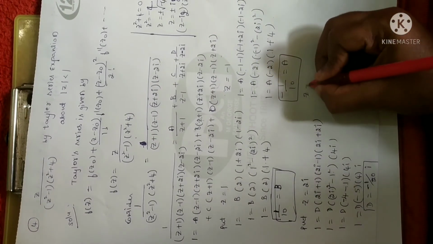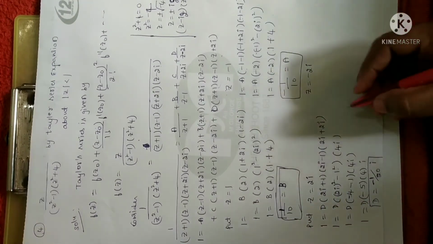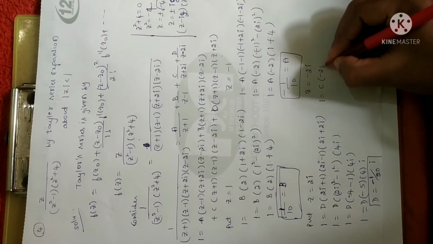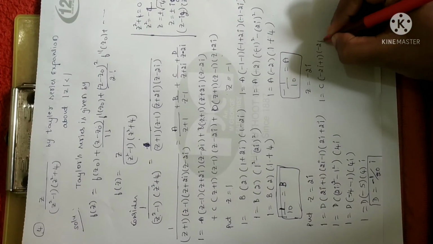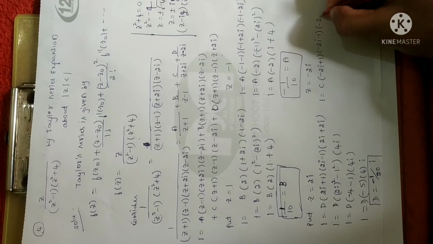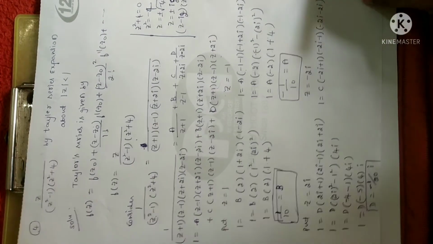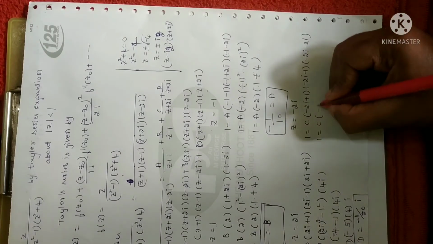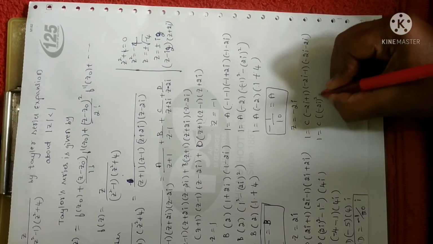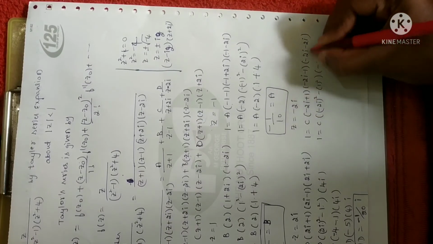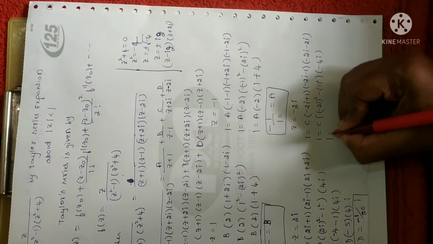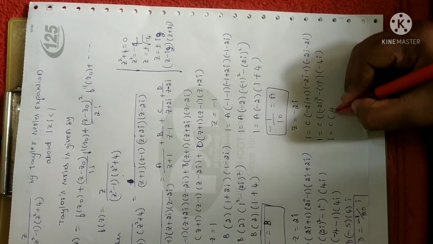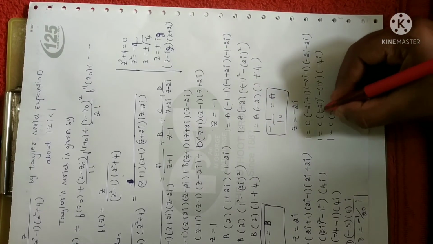Now let me replace z as minus 2i. So you will get the value of c. 1 is equal to c into minus 2i plus 1 into minus 2i minus 1 into minus 2i minus 2i. Fine. So let me simplify this. C into, now this is of the form a square minus b square. So a square minus b square, you will get minus 4i here. Now 1 is equal to c into minus square is plus. So 2 square is 4. I square value is minus 1. So minus of plus becomes minus.